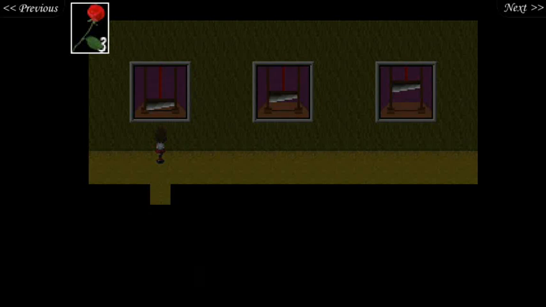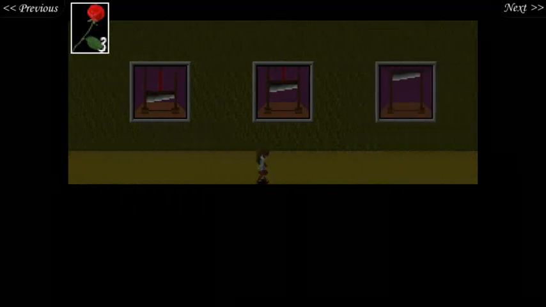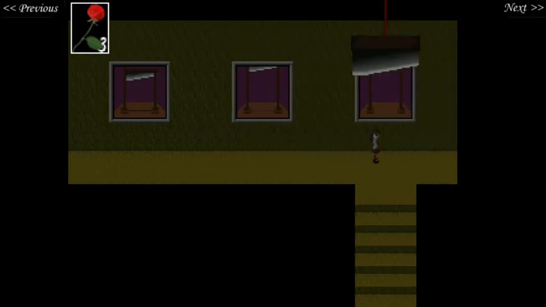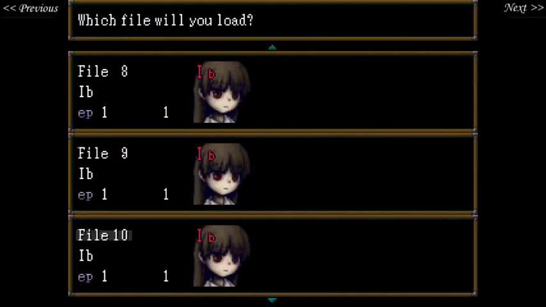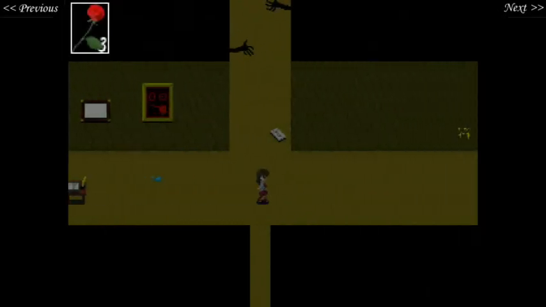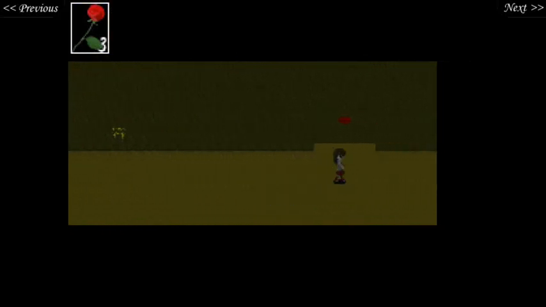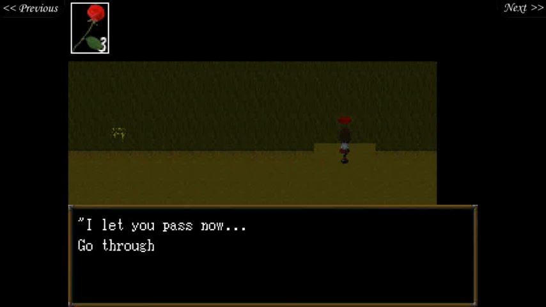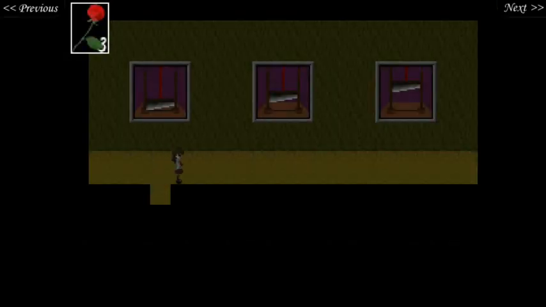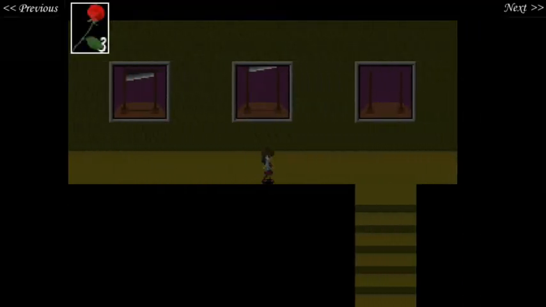And that is another one complete. And now we have even more disturbing pictures. Wow, this game has it in for me. Oh man. Seriously. Alright, well, this is tasty. Alright, so we have the guillotine. Ow.